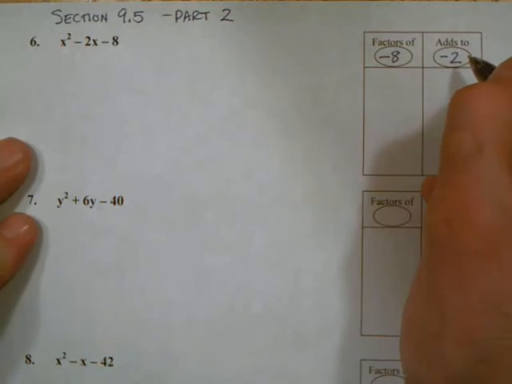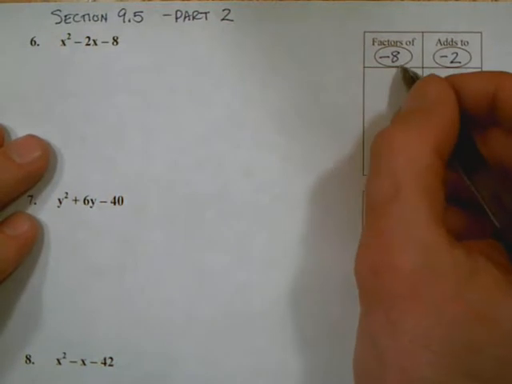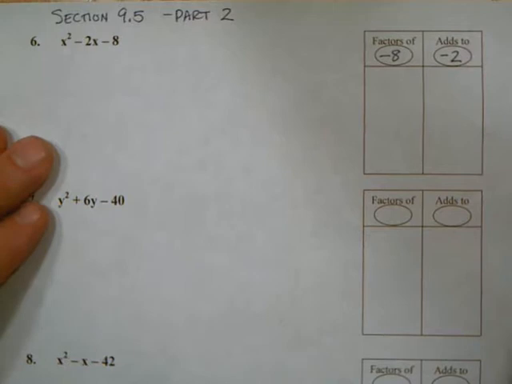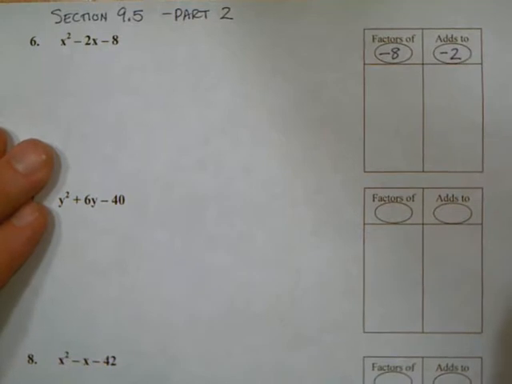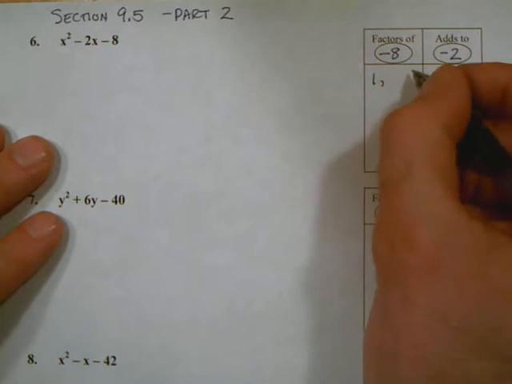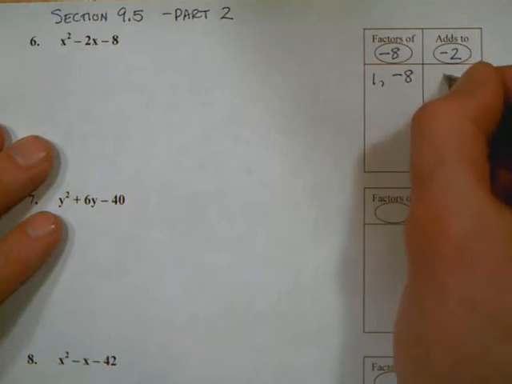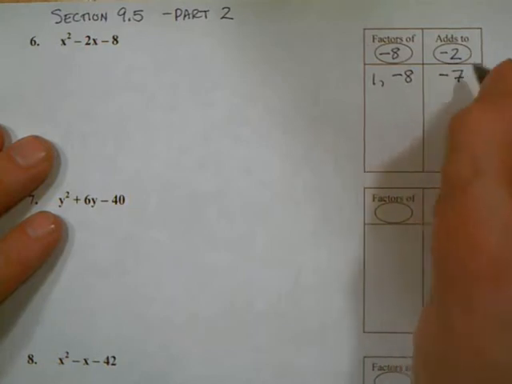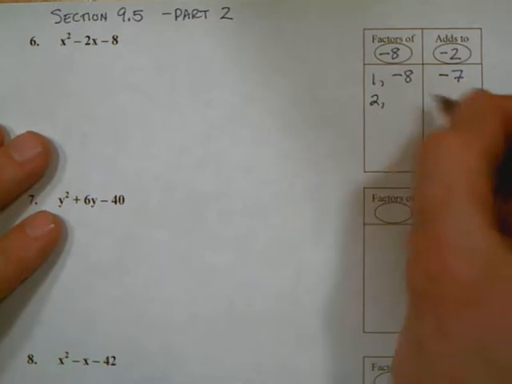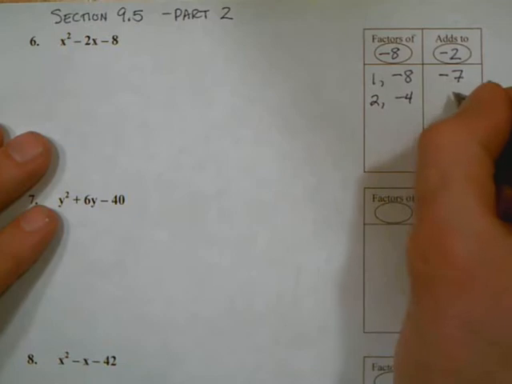Now, when we have two numbers that multiply to a negative, we have to consider a special consideration. I've asked one of our students to help us out with this. Kent, 1 times what is negative 8? Negative 8. All right. We add those two together. 1 plus negative 8, Kent, is? Negative 7. All right. That didn't work. Let's try the next one. 2 times what is negative 8? Negative 4. And we add those together? Negative 2. All right. That's our answer.